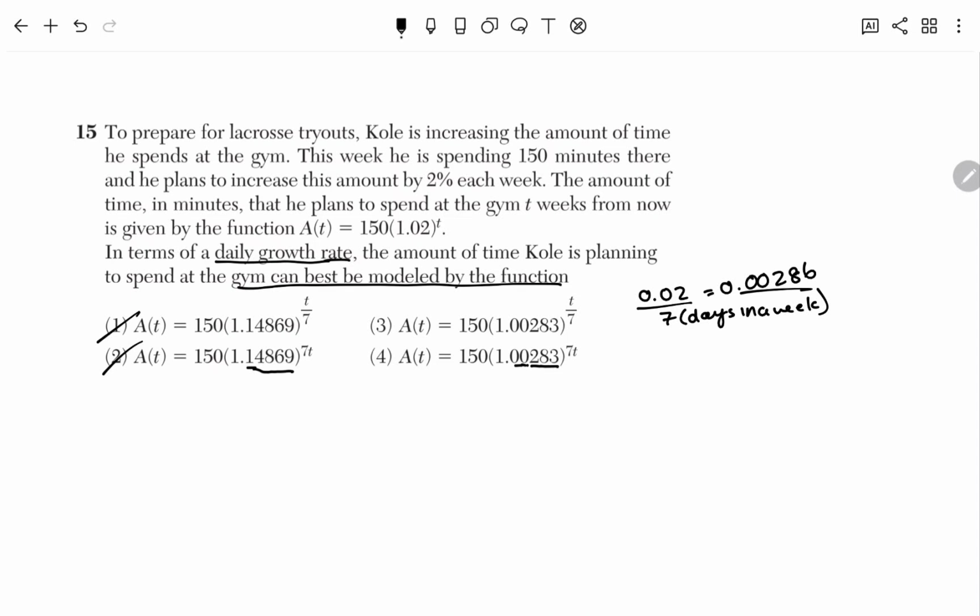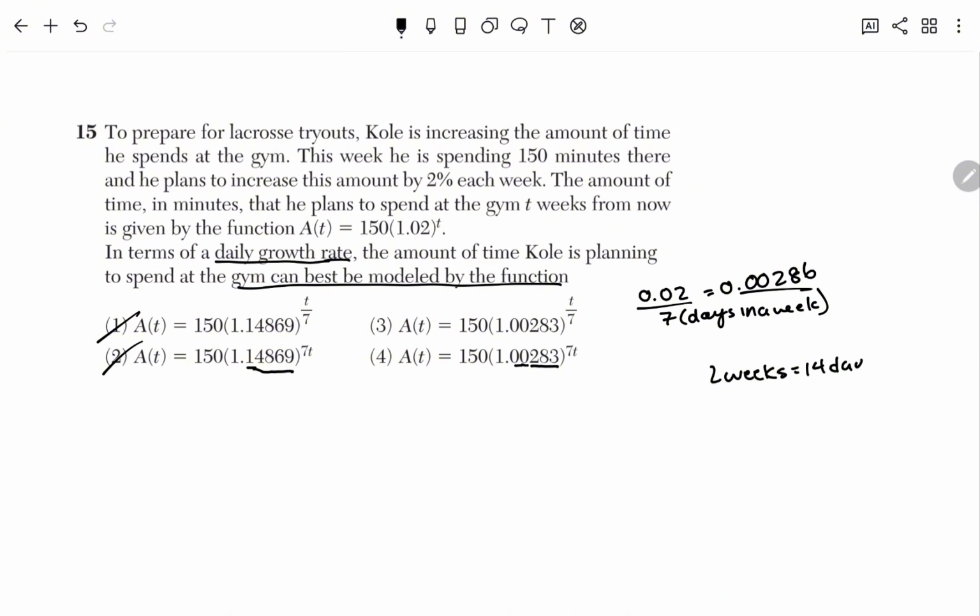Now, to find out which exponents we are using: are we going to do t divided by 7, or are we doing 7 times t? Well, we know t is the number of weeks, and now it's in terms of a daily growth rate. We know that there are 7 days in a week. So if I did t divided by 7, I'm not going to get the accurate number of days. Because, for example, I have 2 weeks, right? 2 weeks translates to what?